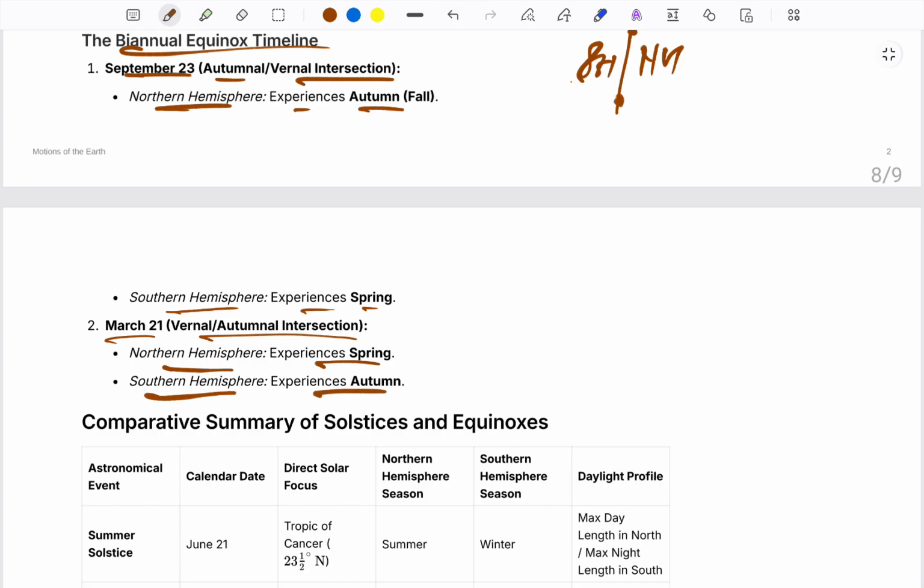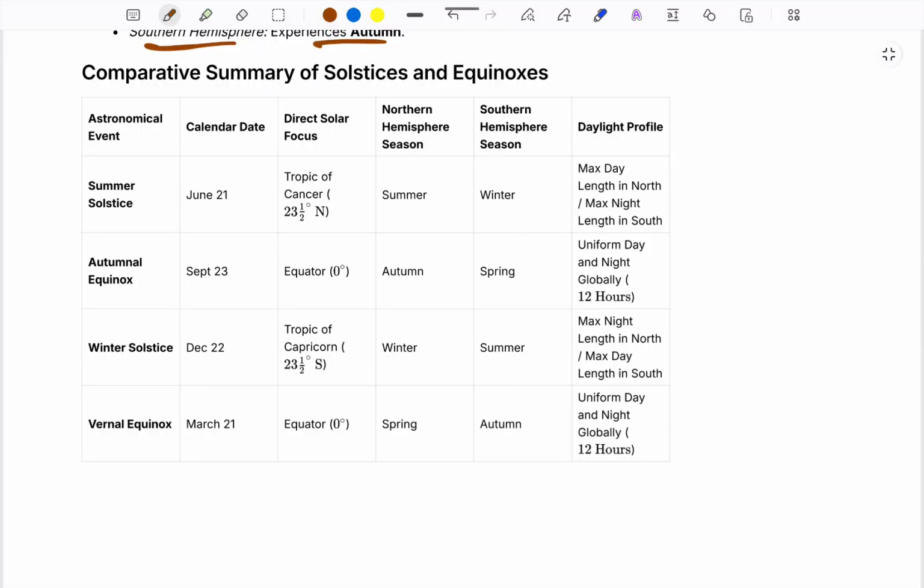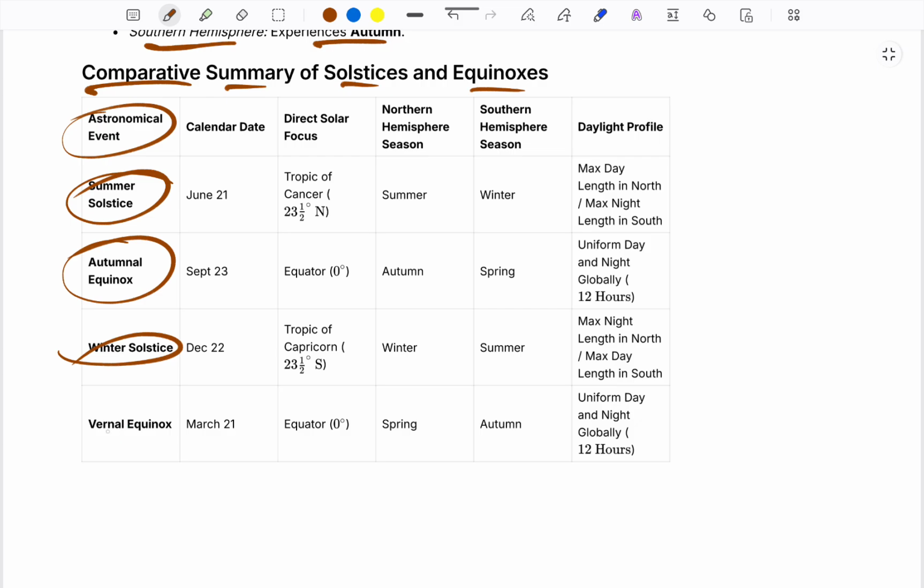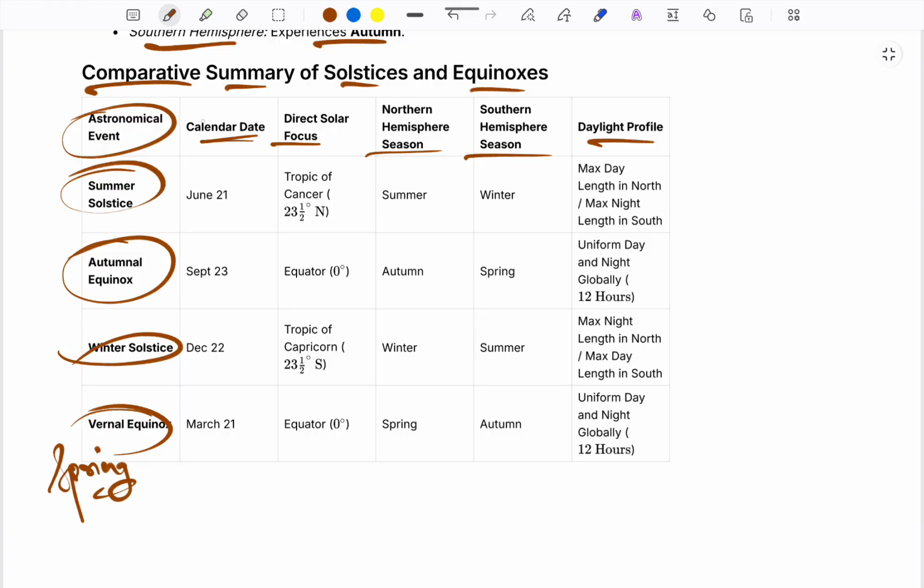Now last, we have the comparative summary of solstices and equinoxes. The astronomical events are the summer solstice and winter solstice, and apart from that, the autumnal equinox and vernal equinox. Vernal means spring, so it's the spring equinox. The table covers astronomical event, calendar date, direct solar focus, northern and southern hemisphere season, and daylight profile. First, the summer solstice: calendar date June 21, direct solar focus on the Tropic of Cancer, 23.5 degrees north.